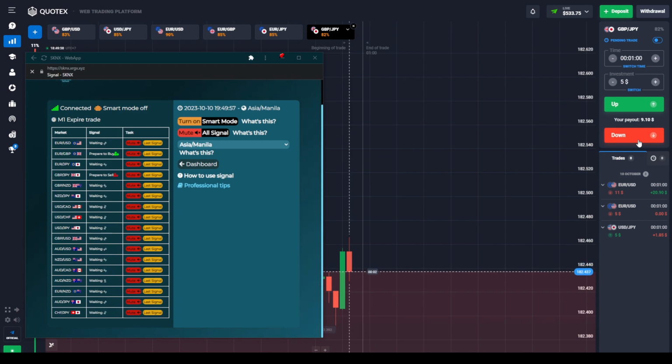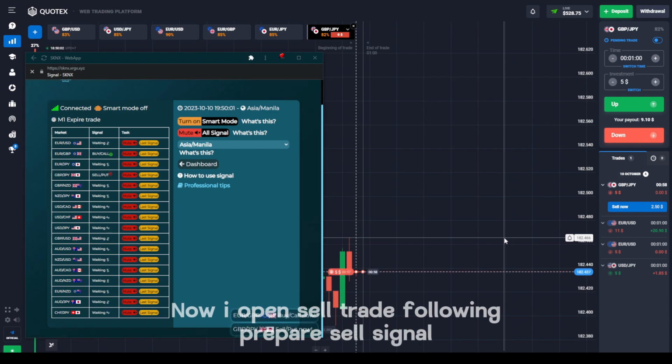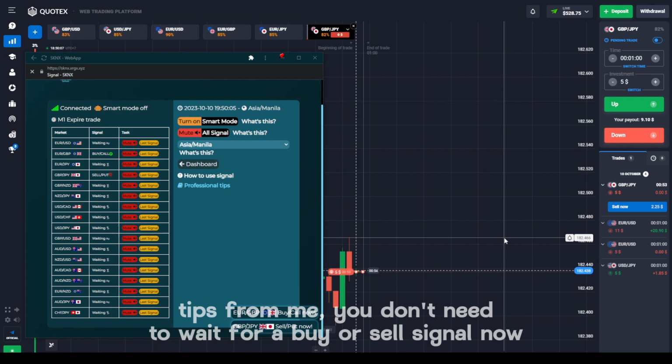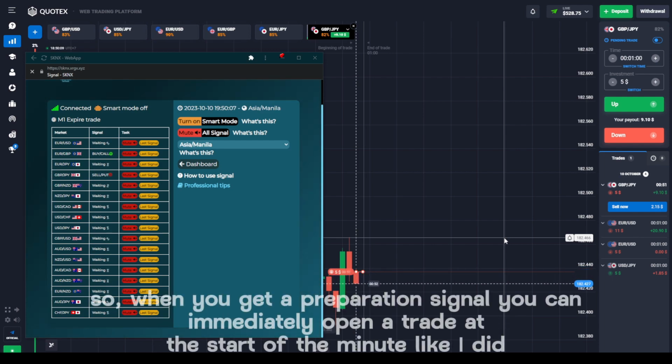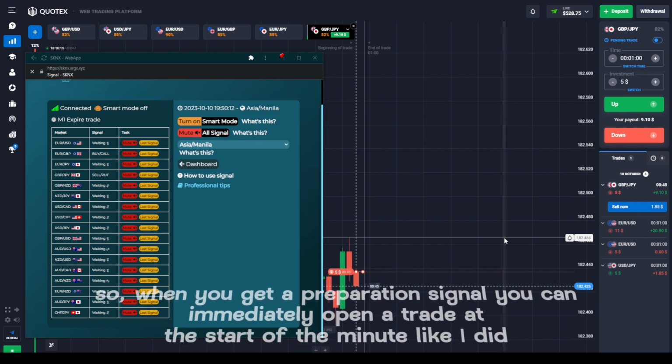Here we go. Now I open a sell trade following the prepare sell signal. Tips from me: you don't need to wait for a buy or sell signal now. When you get a preparation signal, you can immediately open a trade at the start of the minute, like I did.